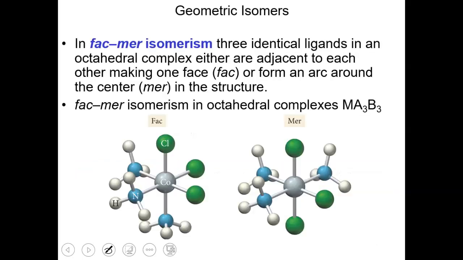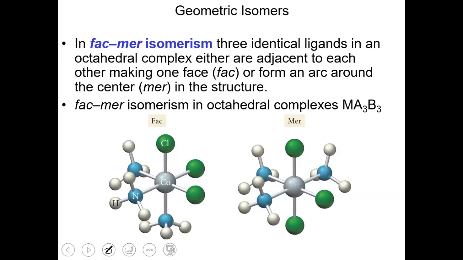This is what's called FAC-MER isomerism. In this case, you have sets of 3, not 2, identical ligands in an octahedral complex. And the idea is, are they on the same face or are they forming an arc around the central metal cation? Notice in this complex, you have cobalt as your central cation, and then you have 3 ammonia molecules and 3 chloride ions. Notice the one on the left, the chloride ions are all on one face, in other words, one triangular face of the octahedron.